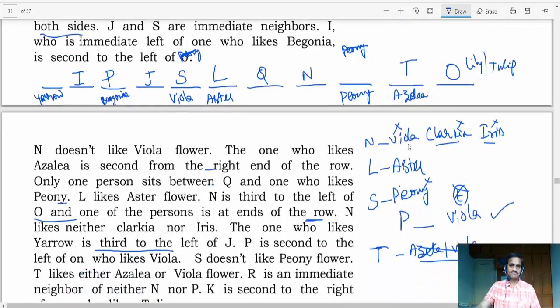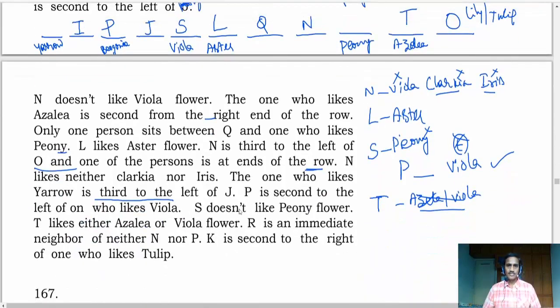Then next, P is seated second to the left of viola. S does not like peony. T likes this one. R is an immediate neighbor of neither N nor P. R is not next to N, so R must be here. If R is here, K must be here.